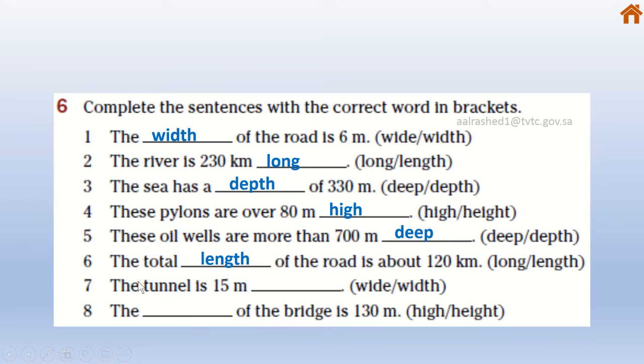7. The canal is 15 meter. Again, we have noun before the adjective, so here I need an adjective. Wide. Finally, again, 8 like number 1, I need here the noun because after that usually we should have a noun and before of we should have noun. So we have 2 conditions where it is needed to use a noun here. الاسم هنا high ولا height. Height.